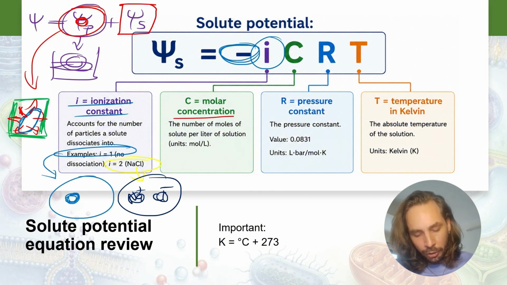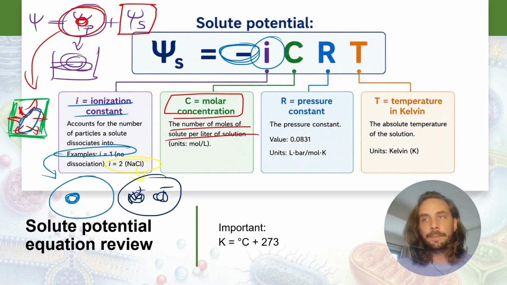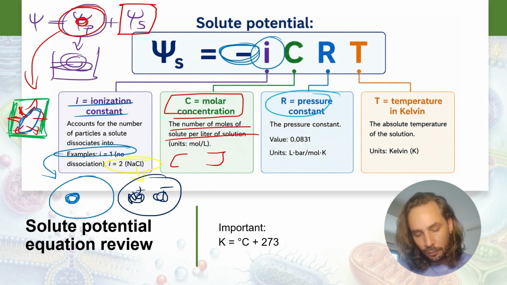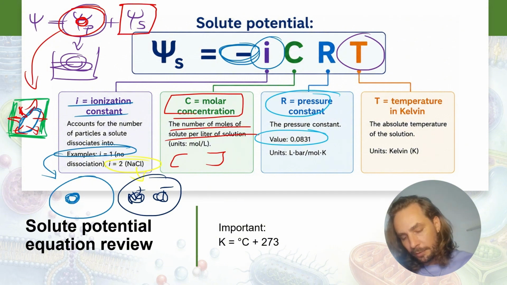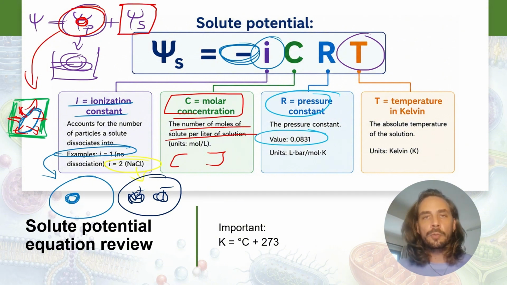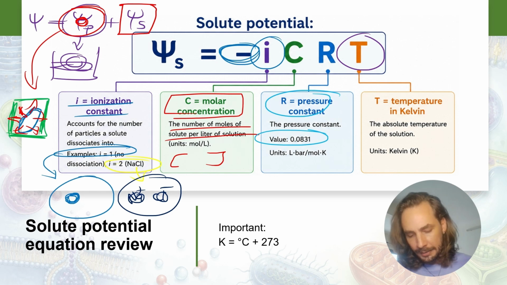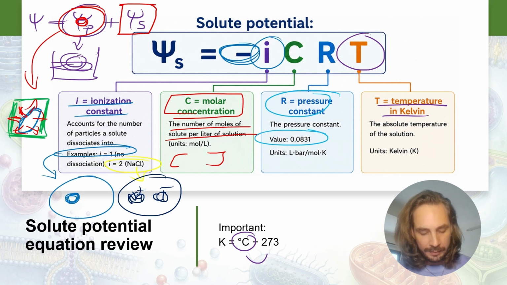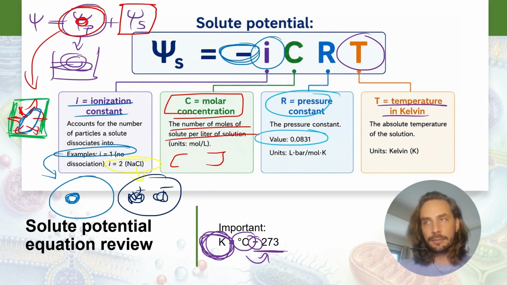Next is the molar concentration. This is the number of moles of solute per liter of solution, and they will always give you this concentration. The pressure constant is always the same, and the last one is temperature. What is important to remember is that the temperature is in Kelvin, so you need to take the degrees Celsius plus 273, because you need to work in kelvins.